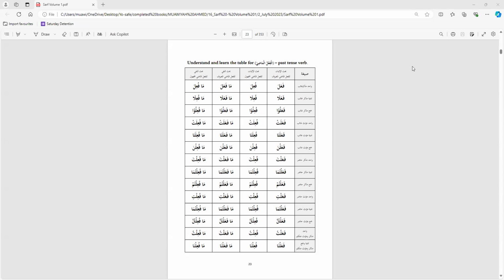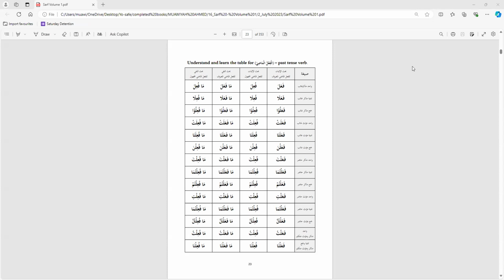Alhamdulillah, we've completed the chart, فعل ماضي, the فعل chart, page 23 in this document. فعل فعل فعلوا فعلت فعلتا فعلنا فعلت فعلتما فعلتم فعلت فعلتما فعلتن فعلت فعلنا. And then the second column, the same again.